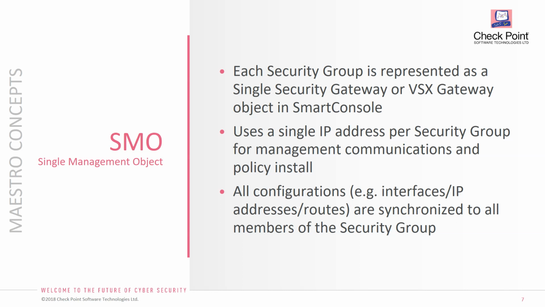So in this video you'll see how we will take a single security group which has one security appliance attached to it and add some additional appliances to that security group. We'll then install policy onto that security group, and the way that we do that is through the use of the SMO. So we will create in our Smart Console a single management object that represents that security group, and we will see how it's much easier to configure than a traditional cluster.